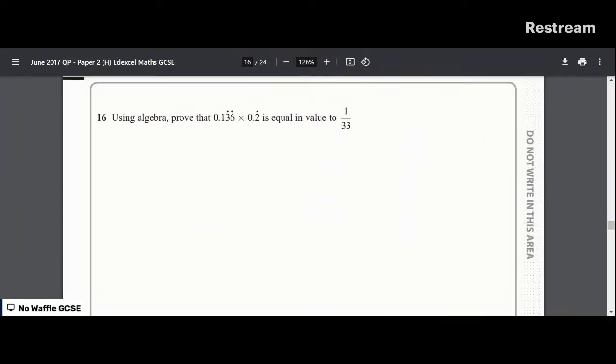Use algebra to prove that 0.136 recurring times 0.2 recurring is equal in value to 1/33. So I think the best way to do this is to convert both into fractions and then multiply them. This is a maths paper, by the way. This is a 2017 paper. Let's finish this paper and then we'll do a Kahoot, if that's okay.